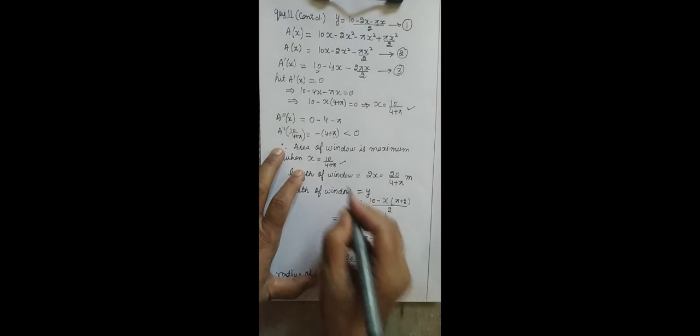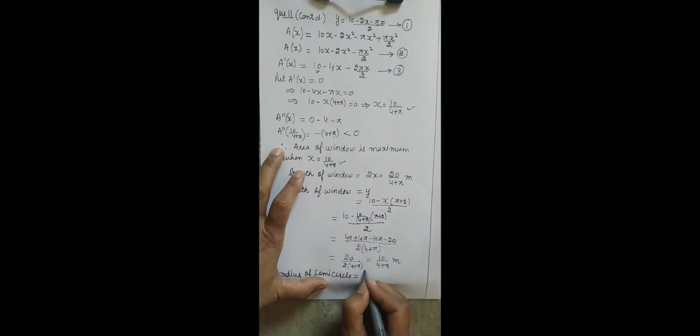Now what will be the radius of the semicircular portion of the window? It will again be equal to x, which is 10 upon 4 plus pi meters. So this completes question number 11 of the miscellaneous exercise. There are 3 answers: length, breadth and radius.